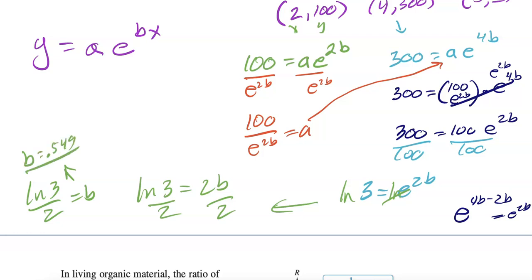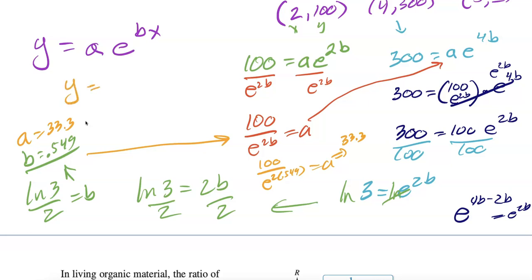So I have b, and now I've got to find a. How do you find that? That's actually the easiest part, hopefully. You just go back and plug it in. So you have 100 over e to the 2 times 0.549 equals a. Just plug that into your calculator. I have no more space, and I get 33.3. So a is 33.3, and we have everything we need. We have our a and our b, so we have our equation: y equals 33.3 e to the 0.549x.